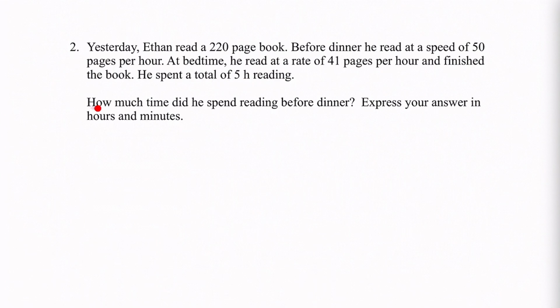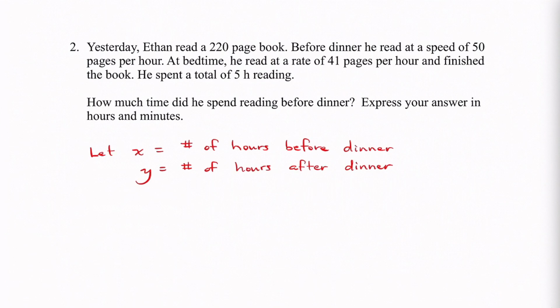So we're asked, how much time did he spend reading before dinner? So that was during this 50 pages per hour time. And we're going to express our answer in the nearest hours and minutes. So in this question, we know how quickly he's reading before dinner and after dinner, but we don't know how much time he's reading. So what we're going to do is label those as our variables. So we're going to say x equals the number of hours before dinner, and y is going to equal the number of hours after dinner.